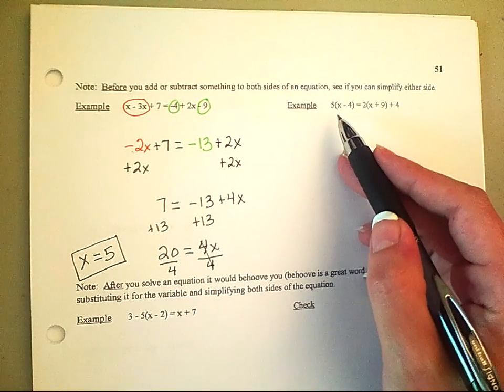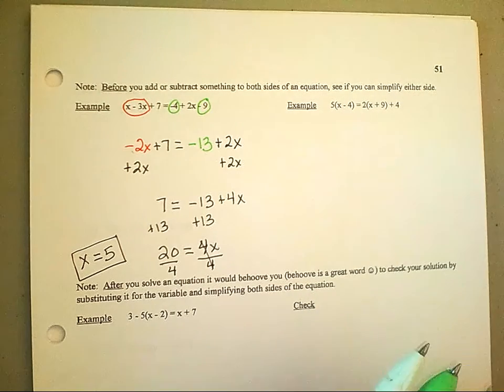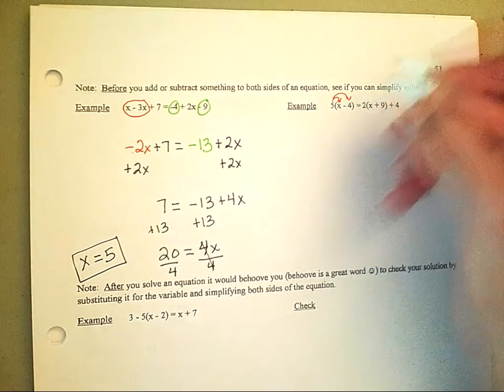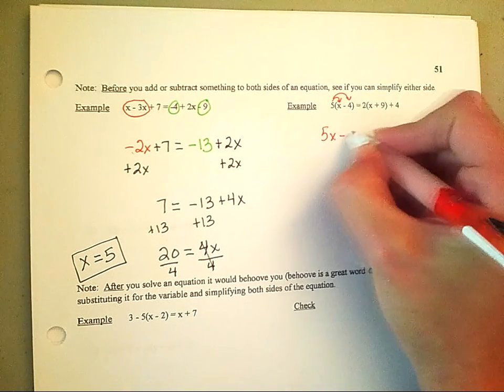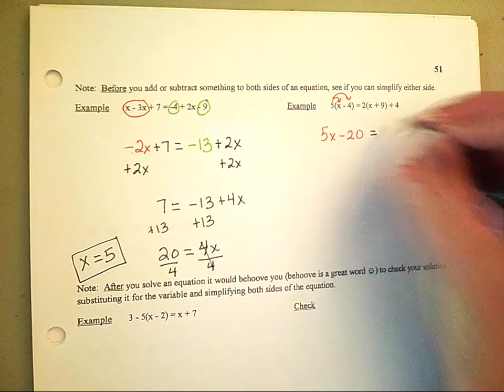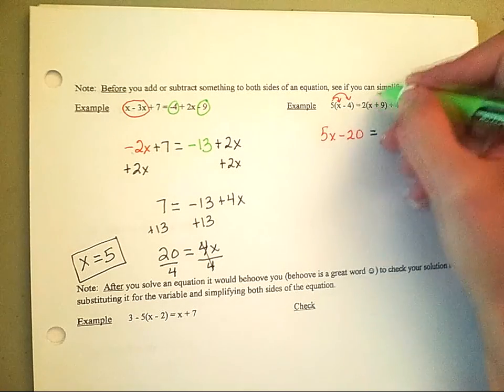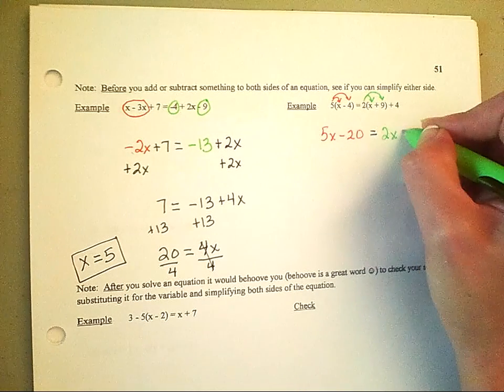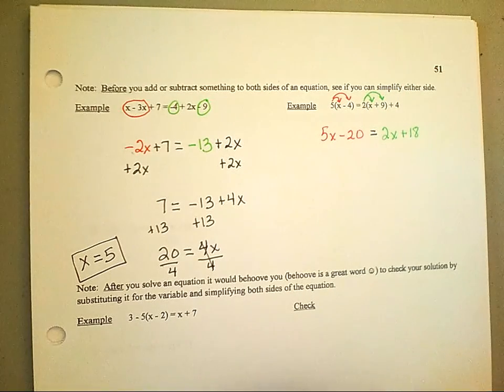On this one, we can also simplify. Let's do the distributing through first of all. So we'll get 5x's minus 20 on this side is equal to, and over here, let's distribute the 2 to get 2x's plus 18 plus 4.